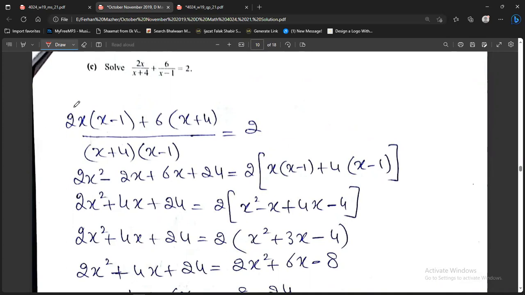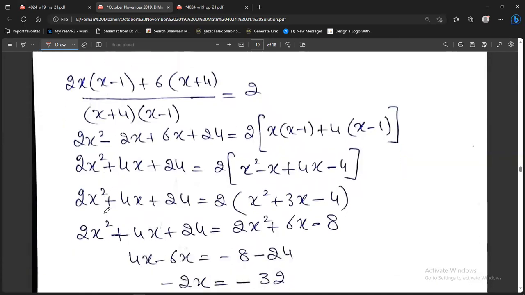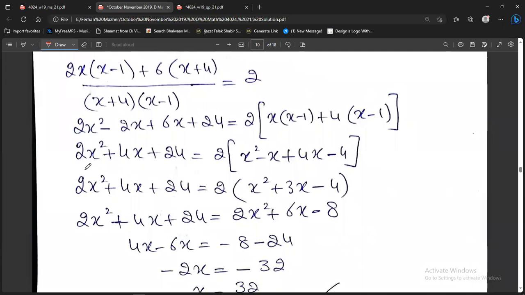These two brackets will be in the LCM. So upstairs we will have 2x into x minus 1 plus 6 into x plus 4 bracket equals to 2. So this will become 2x squared minus 2x plus 6x plus 24 equals to 2 into. So this x will multiply with this bracket, then plus 4 will multiply with this bracket. So we will have here 2x squared plus 4x plus 24 equals to 2. And put a bracket here, x squared minus x plus 4x minus 4, bracket close.